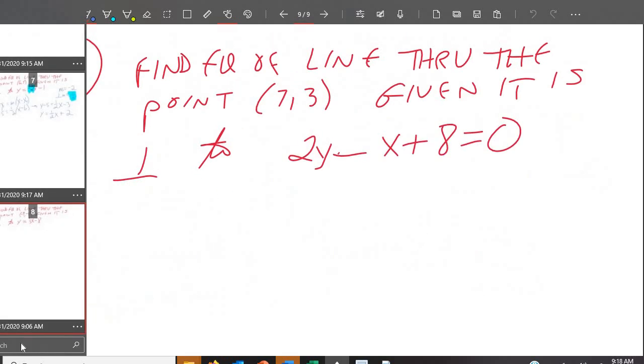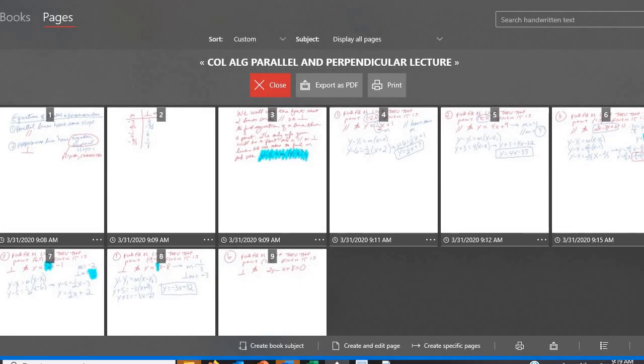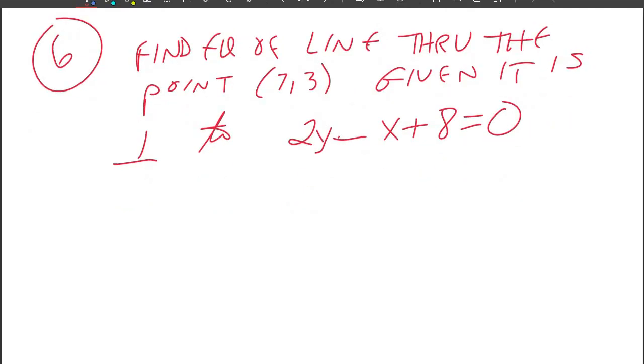Now, the last one I've got here is, hold on. Well, I don't know how to get rid of that. Well, let's do this. Okay. So the last one is giving me the point, and it's giving me an equation, but it's not in the proper form. And this one's going to be jacked up.